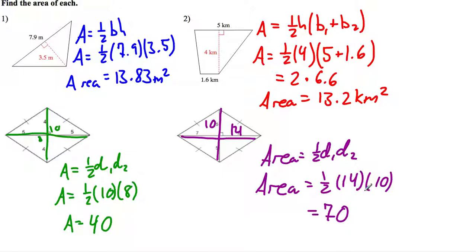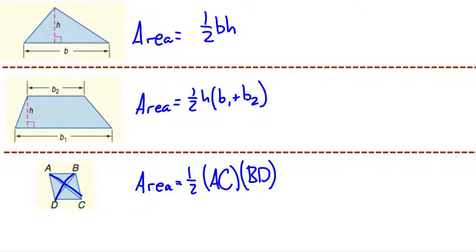And that's what we have for these slides, for these formulas. There's really not much more complicated than that. So make sure that you are familiar with these 3 formulas and looking at those examples, and you'll be fine with finding the areas for triangles, trapezoids, and rhombi.